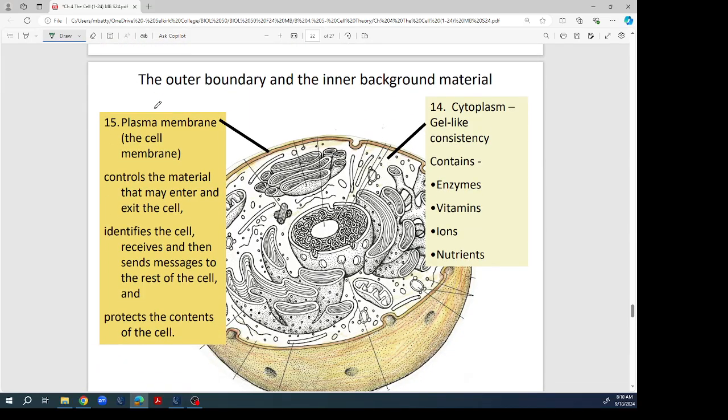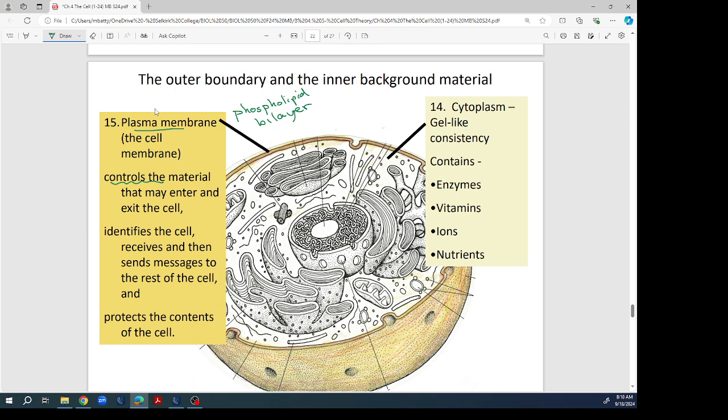So the outer boundary and the inner background material, we're almost there. We have the plasma membrane. If you remember, it's made of a phospholipid bilayer. Just to give a plug to all those macromolecules that I can. The key job of this is that it controls what goes in and out of the cell. And that's what we are talking about with that efficiency, the form and function of surface area to volume ratio.